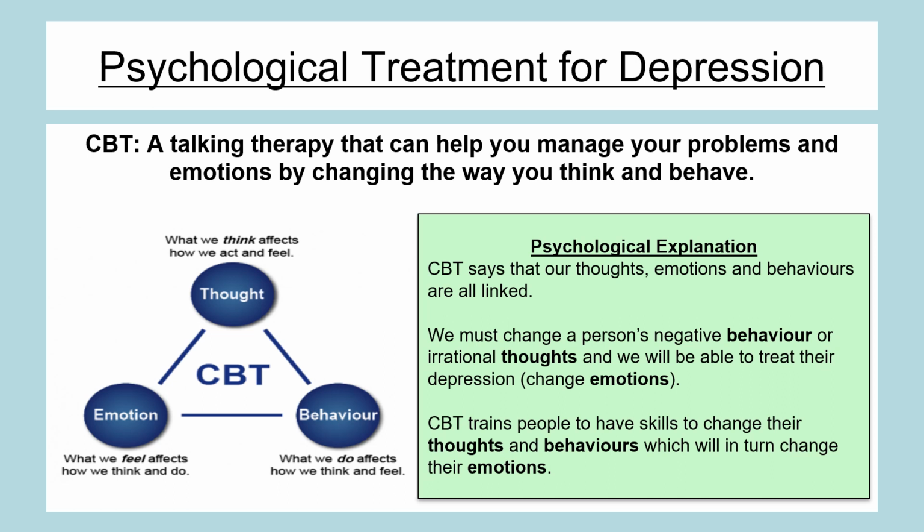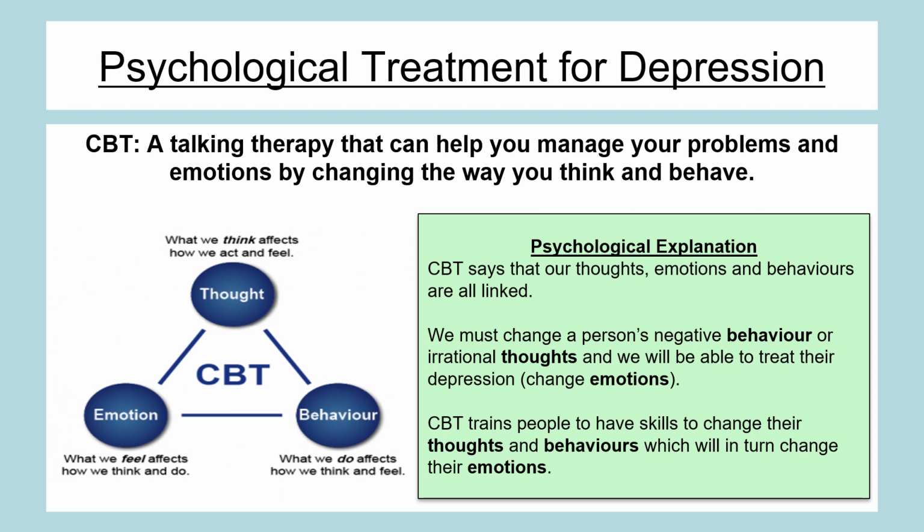So what CBT does is it trains people to have certain skills that might change their thoughts and behaviors into a more positive way of thinking and a more positive way of behaving, and therefore it should hopefully improve and increase their emotions. So just as a quick example, CBT might look at a person's behaviors and they might have a patient who has stopped doing certain things, and the therapist might say, "Oh, I've noticed you've stopped going to table tennis club every week."